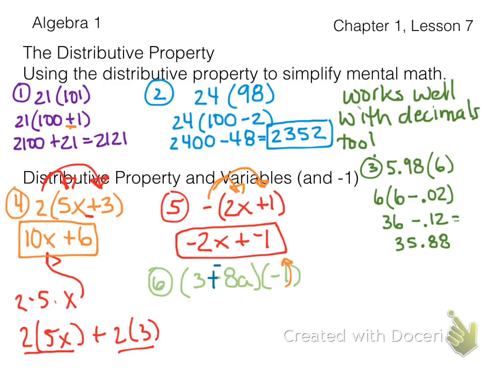So we're going to add the opposite, and it's going to be 3 plus negative 8a, because you add the opposite, and you multiply everything by negative 1. So it's going to be 3 times negative 1, which is negative 3, plus negative 1 times negative 8a is positive 8a, because you're basically taking the opposite of a negative. The opposite of a negative is a positive.